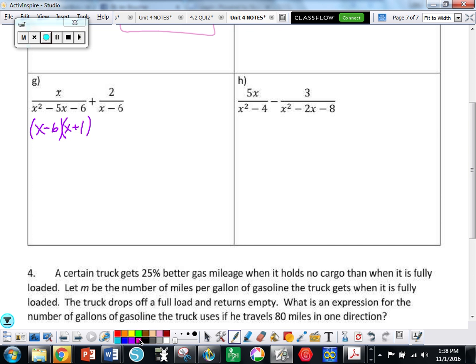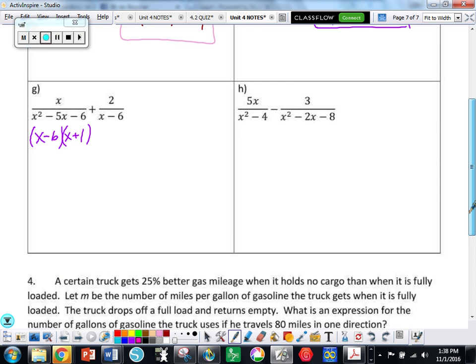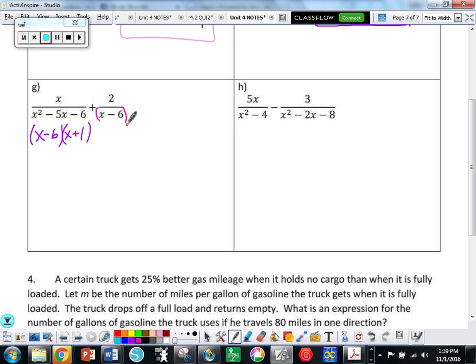No, I'm wrong. Now, what would the common denominator be here? This is very similar to this case, where we only had to change one of the two fractions, right? Look at this again. They already both have an x minus 6. So do I have to multiply this one by an x minus 6 again? No. I only have to multiply this one by an x plus 1. Because once I do, aren't the denominators the same? Yeah. So my common denominator will be x minus 6, x plus 1.